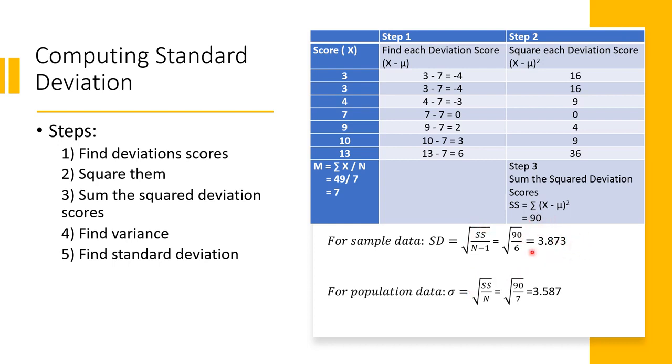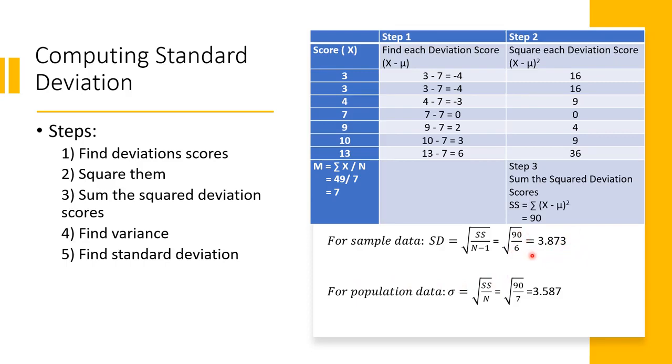This is the standard deviation of a sample, and this is the standard deviation of a population. And what I mean by that is, if this data were a sample, this is what the standard deviation would be. If this data were a population, this is what the standard deviation would be. Now, let's just focus on the sample standard deviation for now.